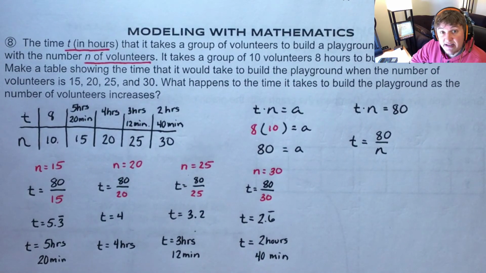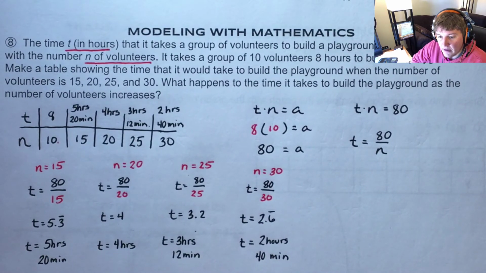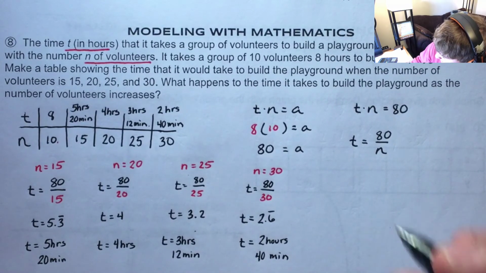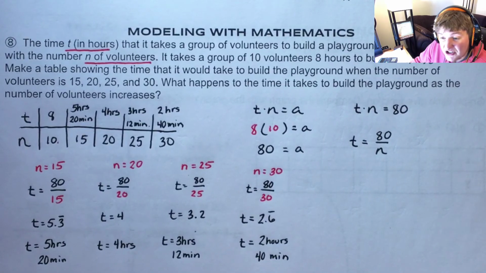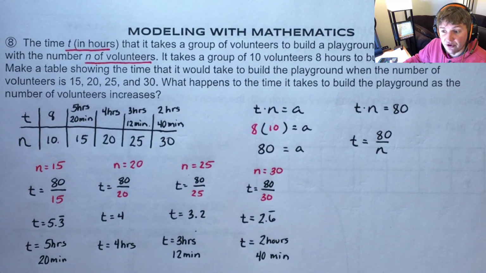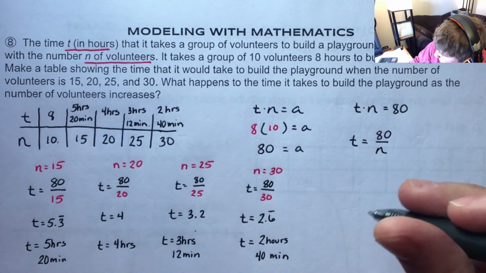All right, so that's the table. That's the meat of the problem. Let's go ahead and answer that final question. What happens to the time it takes to build the playground as the number of volunteers increases? We've actually already answered this question before we even started any number crunching or organization of our work.